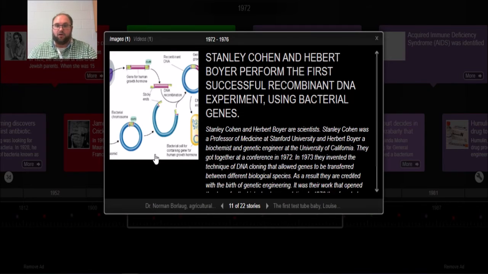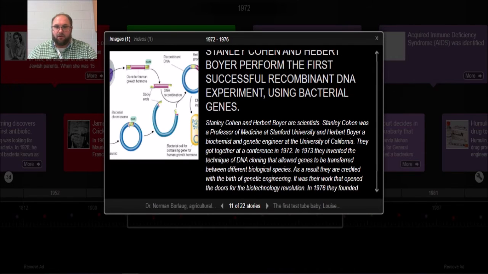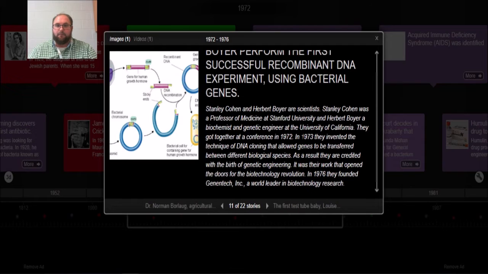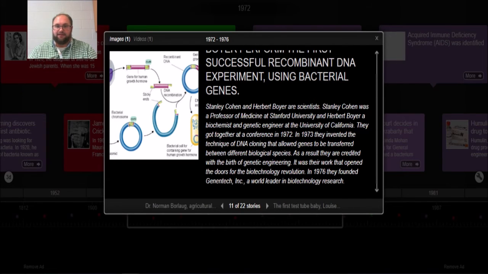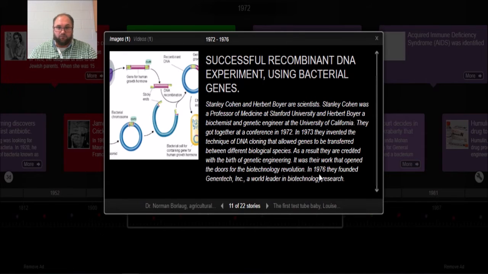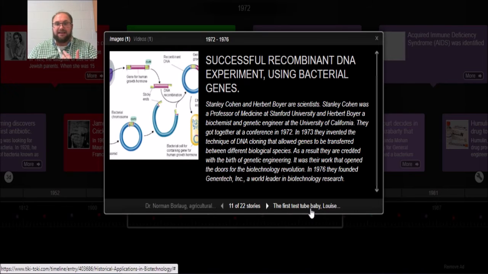And so Stanley Cohen and Herbert Boyer, they were scientists, and they got together and partnered up to begin their work in genetic engineering after they met at a conference in 1972. Then in 1973, they invented the technique of DNA cloning called recombinant DNA. And this allowed genes to be transferred between two different biological species. As a result, they are responsible for genetic engineering. It was their work that opened the door for biotechnology. And in 1976, they founded the company Genentech, which would be a world leader in biotechnology.